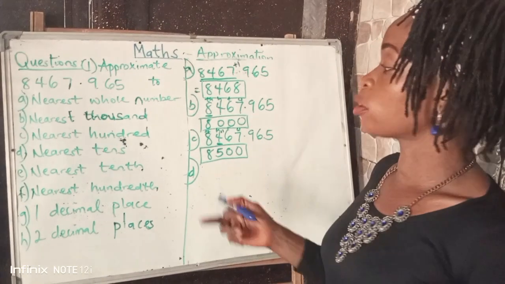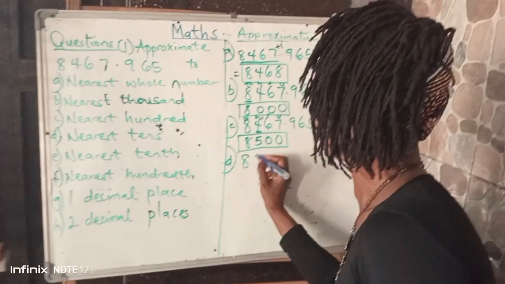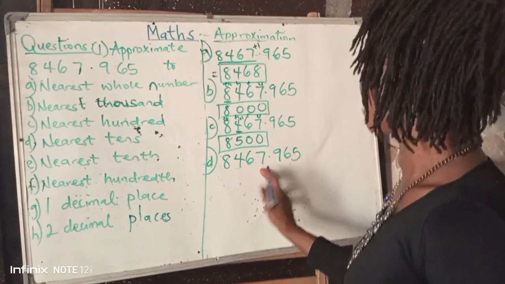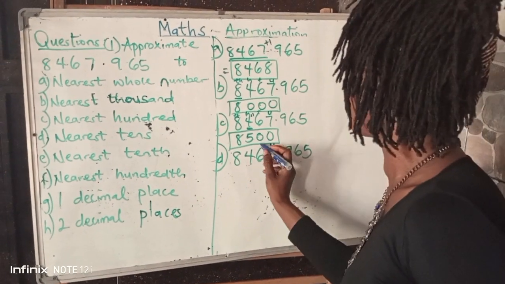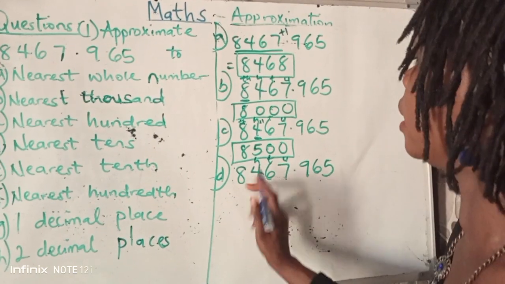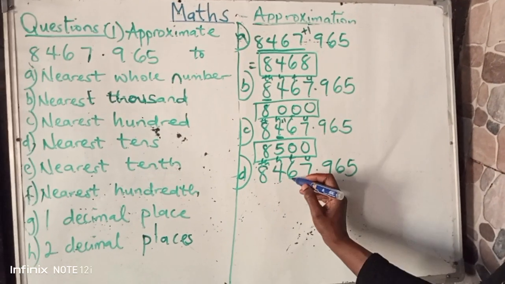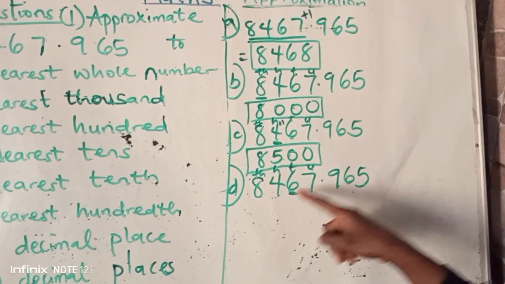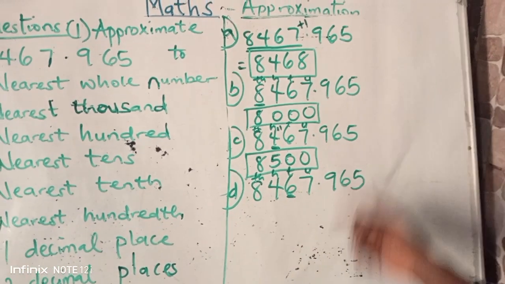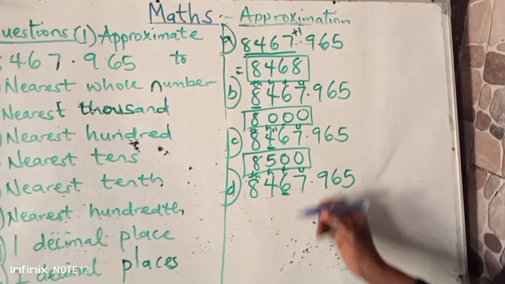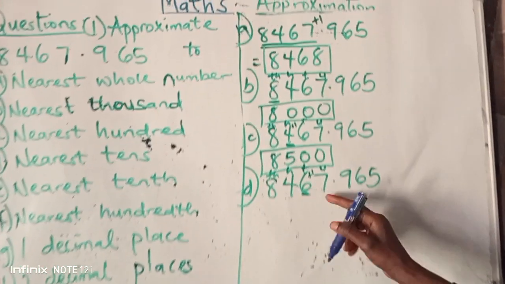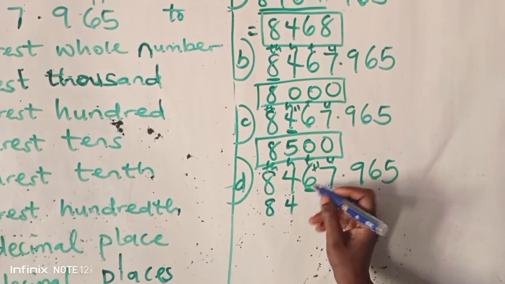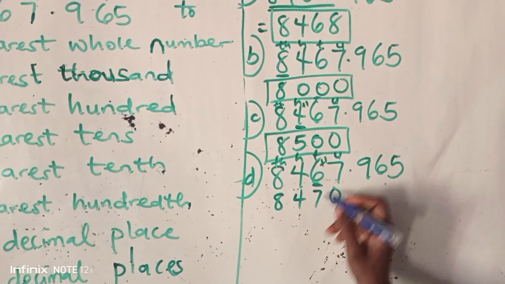Nearest tens. Approximate to the nearest tens. Same procedure. Identify our tens. 7 is our unit, 6 is our tens, 4 is 100, and 8 is 1,000. Tens, we have 6. Now check the next number after 6. Is it up to 5 or less than 5? It is more than 5. So we round it up as 1. That means 6 plus 1, and the last number will be seen as 0. So we have 8, 4, 6 plus 1, 7, 7, 0.